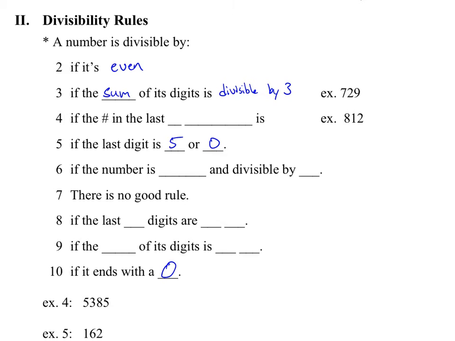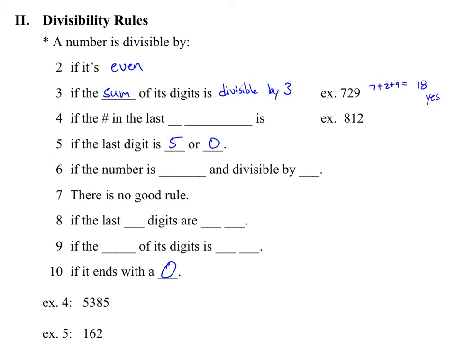Can we keep this out on a test? For example, 729. Add up those numbers. 7 plus 2 plus 9. What is 7 plus 2 plus 9 equal? Equals 18. Is 18 divisible by 3? Yes, 6. So then you would say that 729 is divisible by 3, because 18 is. That's the 3 trick.